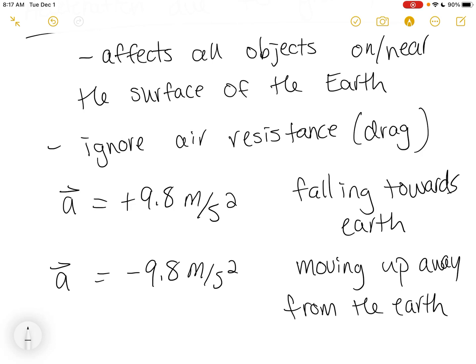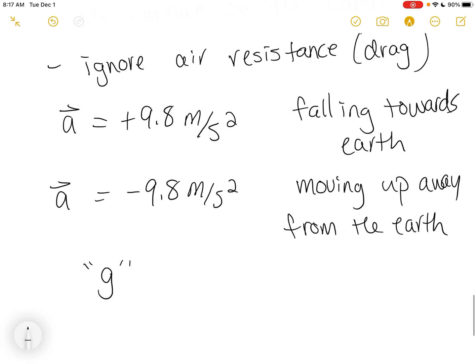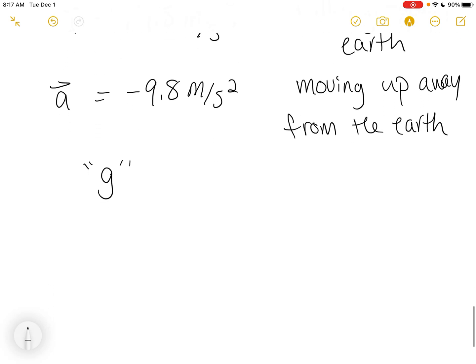So the symbol for the acceleration due to gravity is actually a g. And g just represents what the acceleration due to gravity is on the Earth. Okay, so we are going to do 2 practice questions with this acceleration due to gravity.